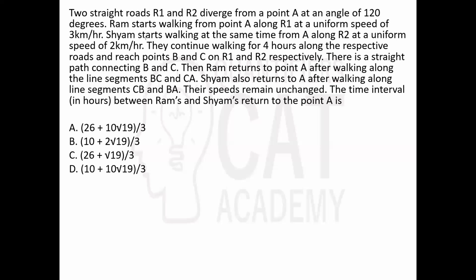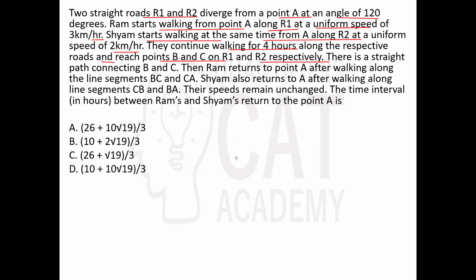Okay, students, so let us look at this question. Two straight roads R1 and R2 diverge from a point A at an angle of 120 degrees. Ram starts walking from point A along R1 at a uniform speed of 3 kilometers per hour. Shyam starts walking at the same time from A along R2 at a uniform speed of 2 kilometers per hour. They continue for 4 hours along the respective roads and reach points B and C on R1 and R2 respectively.